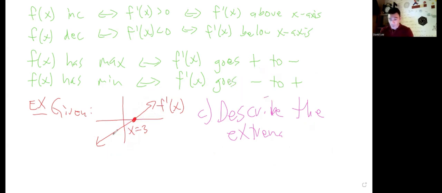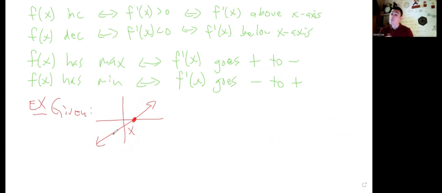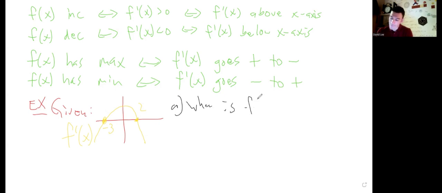If you're feeling comfortable with this, you can exit now, but I will do one more example. Let's say you're given this, here in yellow. Let's say your graph looks like this. And let's say this is at -3, and this is at 2. And you're looking at the graph of f prime of x. So question A, when is f of x increasing?